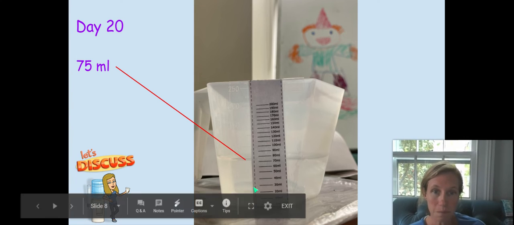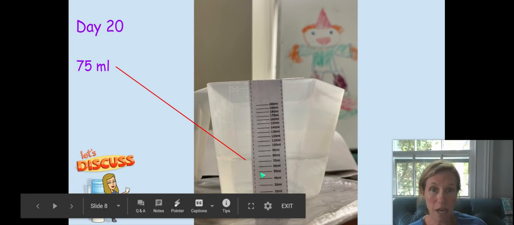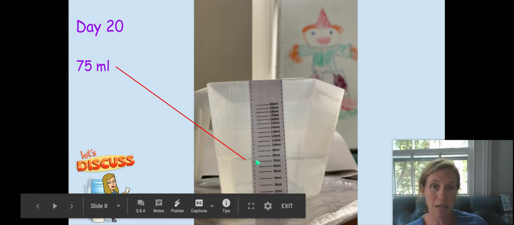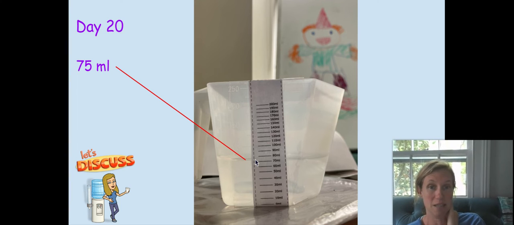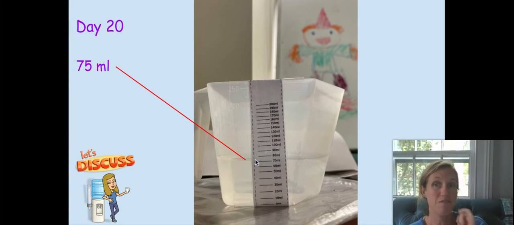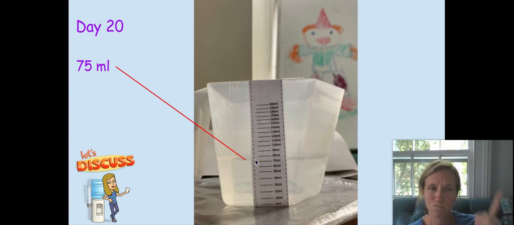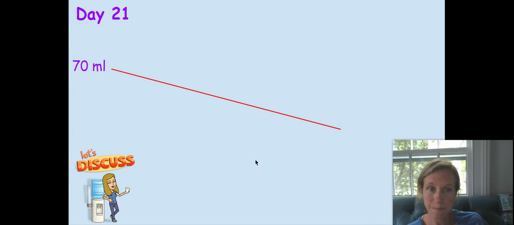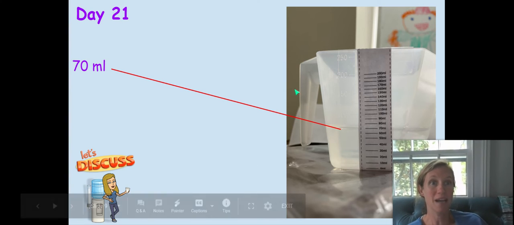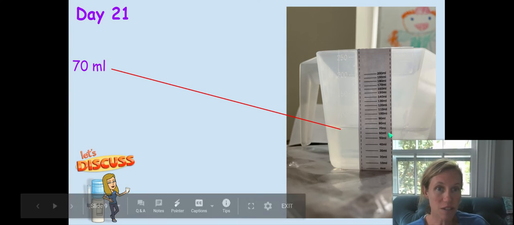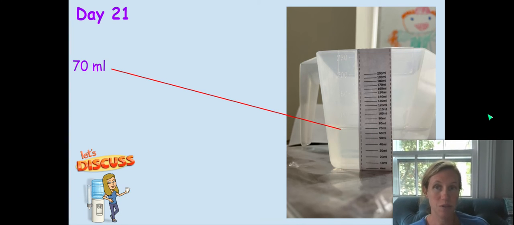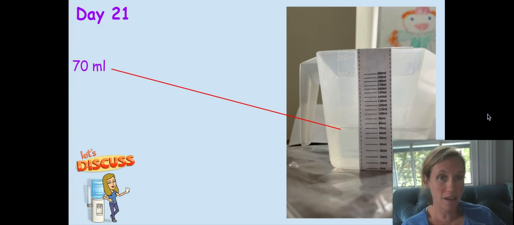Okay, so here we are, day 20. We're down to about 75 mLs here. And what I want you to notice is that some days the water is evaporating at a rate of 10 milliliters per day, and some days the water is evaporating at 5 milliliters per day. Interesting. Here we are at day 21, and there's 70 milliliters.